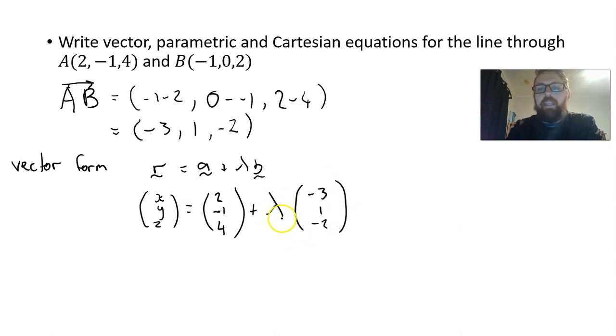You'll notice if you make lambda equal to 1, this x, y, z will equal our b. So this here is a vector going from a to b, but we can expand that out or shorten it to get any point along a line that continues along that plane. So that is vector form.